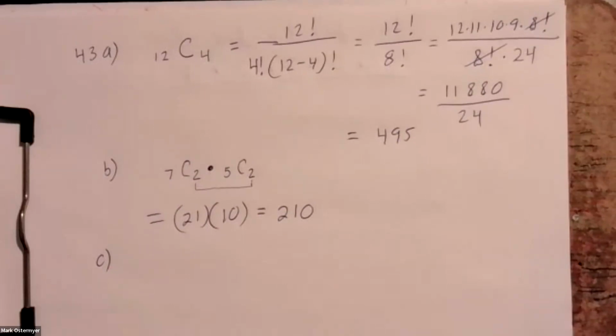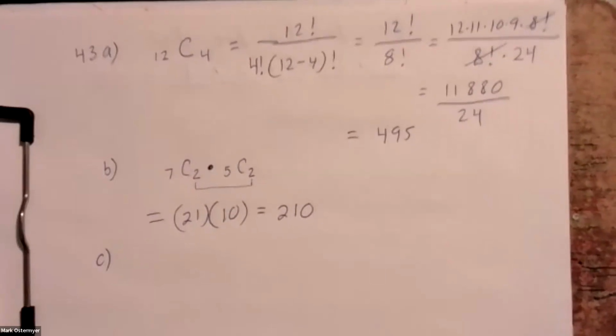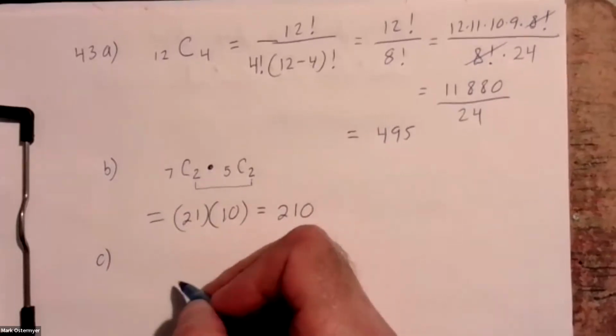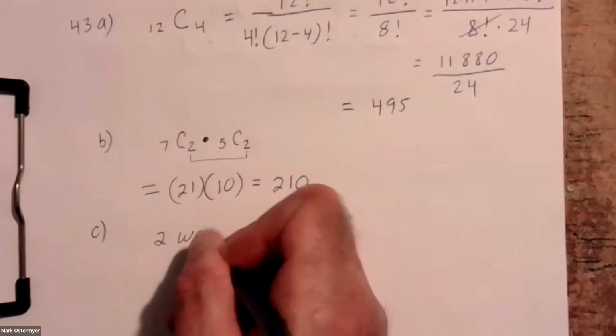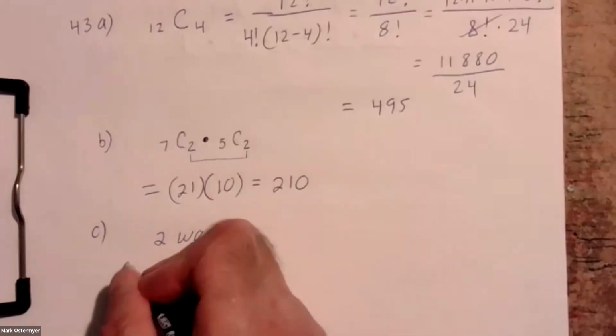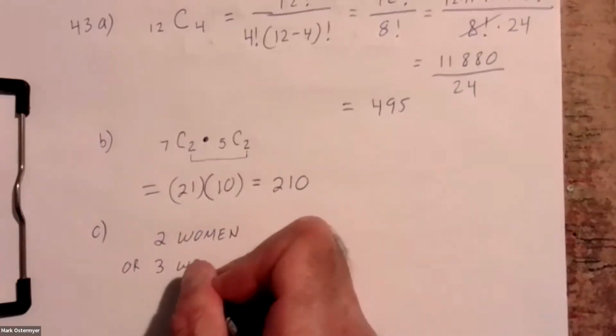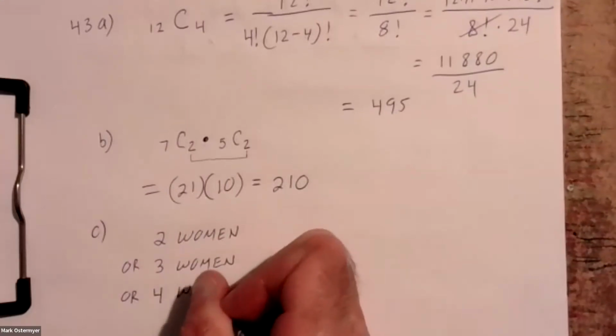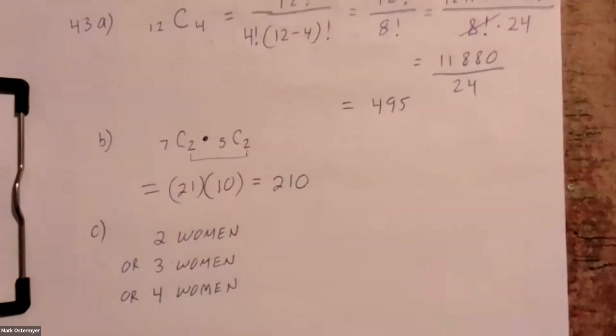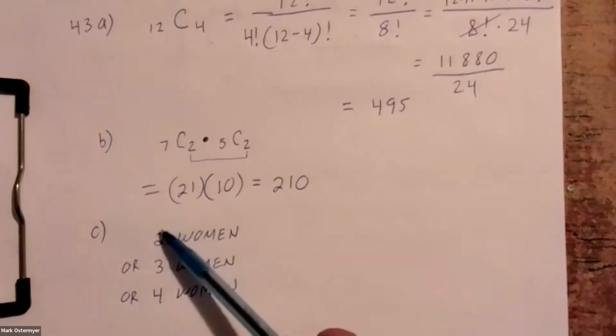All right, the third question: how many ways can this committee be selected if there must be at least 2 women on the committee? At least 2 women. And of course, our committee size is 4. So this could occur in a couple of different ways. We could select 2 women, or we could select 3 women, or we could select 4 women. This is to say a committee of size 4 where there must be at least 2 women on the committee. At least 2 means 2 or greater.